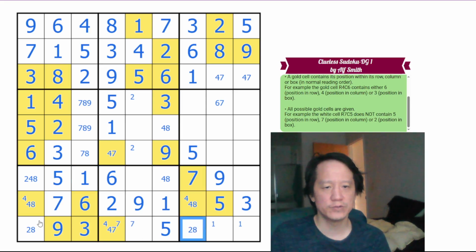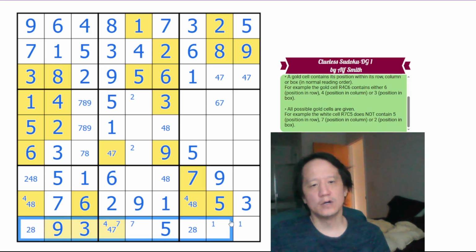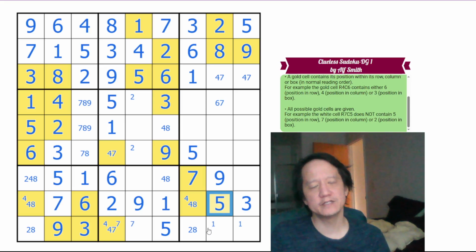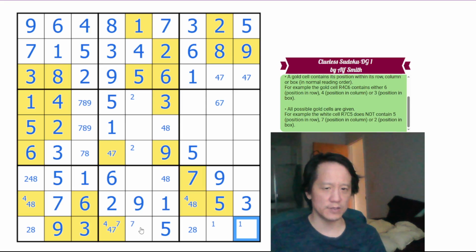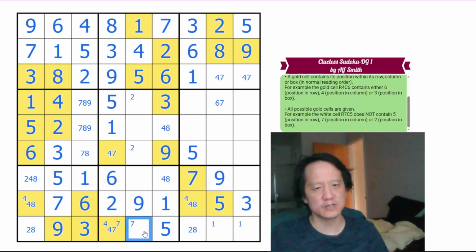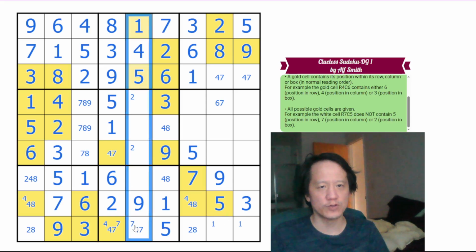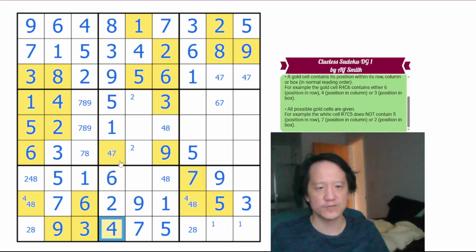Okay, we have a 2-8, 2-8 pair here. Remaining digits in row 9 have to be 1, 4, 6, and 7. This can't be 6 or 1, so this is 4, 7. Can't be 4 because of the 4 in the column. Therefore, this is 7, this is 4, this is 7. And this must be a 1, 6 pair.